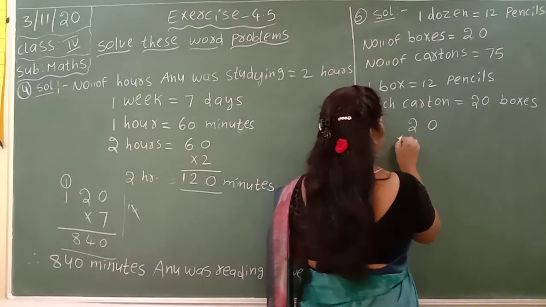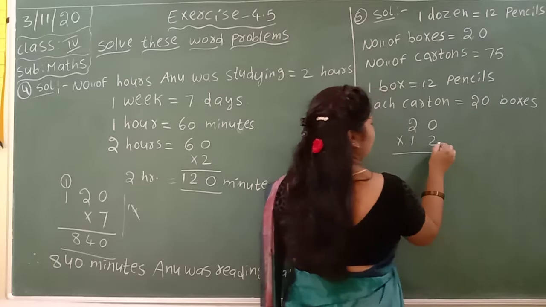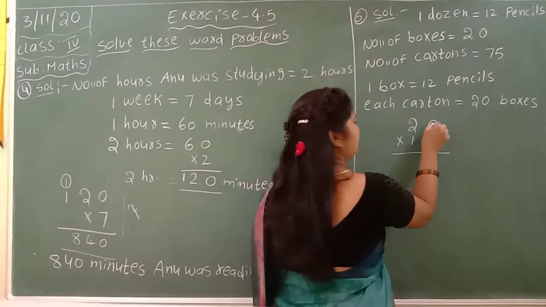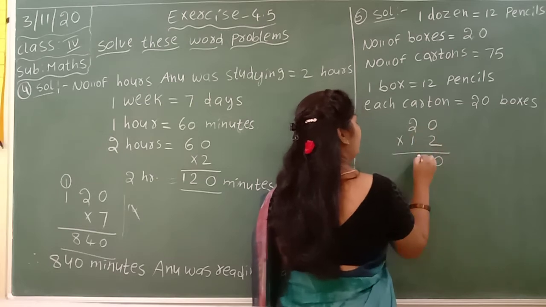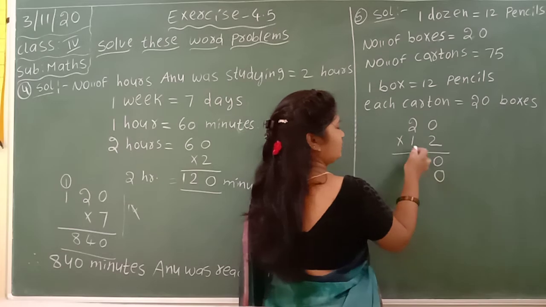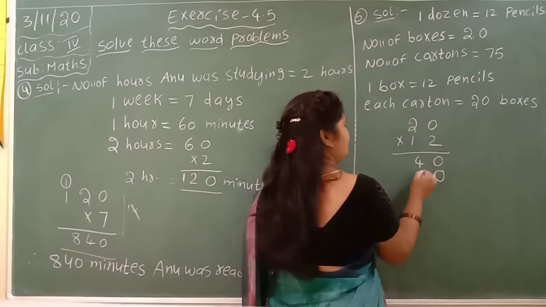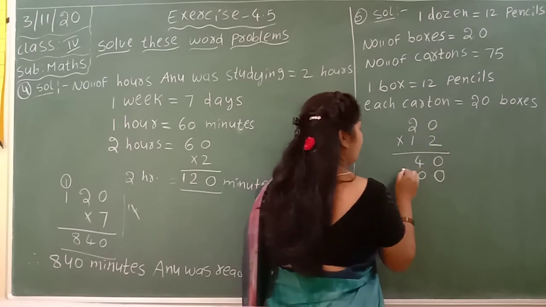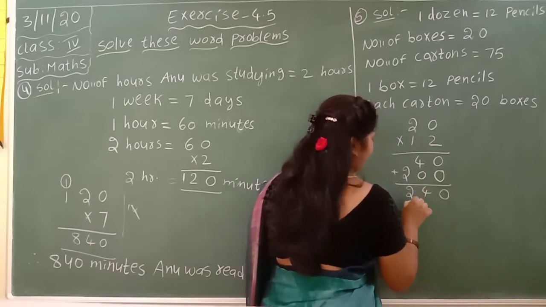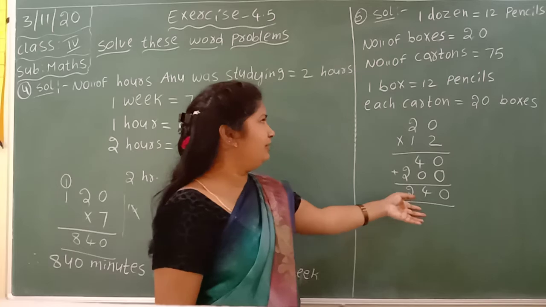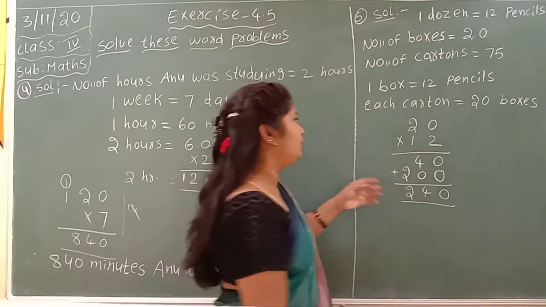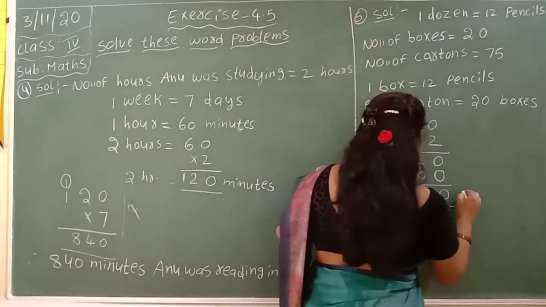20 boxes into 12. First you do the ones place multiplication. 2 into 0, 0. 2 twos, 4. Ones place completed. Keep 0 in the ones place. Go for the tens place. 1 into 0, 0. 1 into 2, 2. Now you can add these numbers. The answer is 240. In 20 boxes, we have 240 pencils.